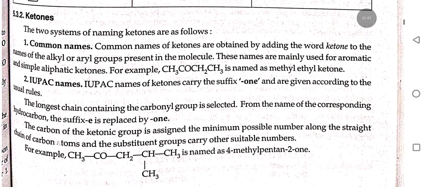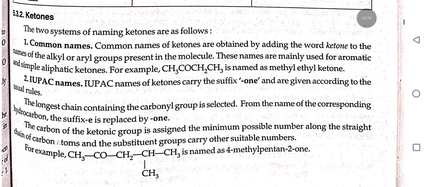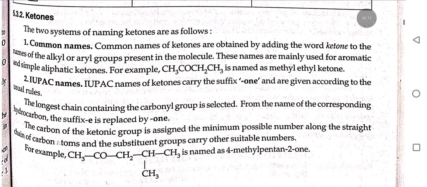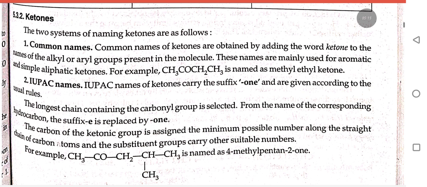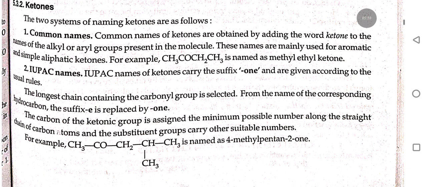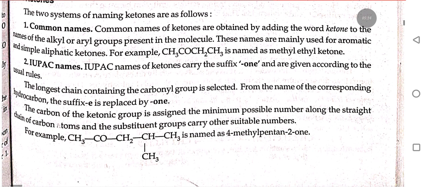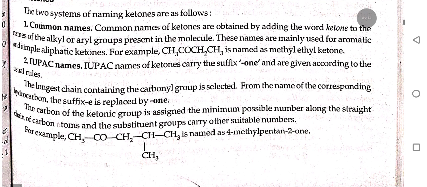Ketones. The two systems of naming ketones are as follows. Common name. Common names of ketones are obtained by adding the word ketone to the names of the alkyl or aryl groups present in the molecule. These names are mainly used for aromatic and simple aliphatic ketones. For example, CH3COCH2CH3 is named methyl ethyl ketone.